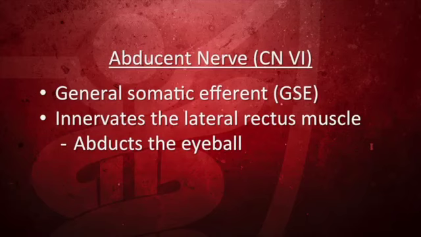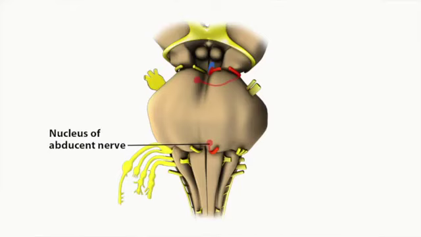Cranial nerve 6, the abducent nerve, sometimes referred to as the abducens nerve. The 6th cranial nerve has one modality, general somatic efferent, to one extraocular muscle, the lateral rectus, which abducts the eyeball, hence the name of the nerve. Abducens is Latin for lead away. The abducens nucleus is in the pons.